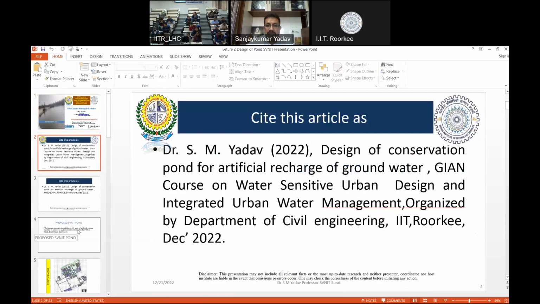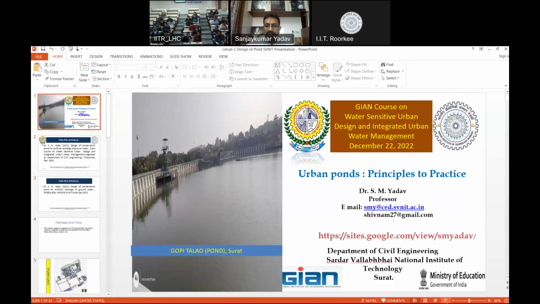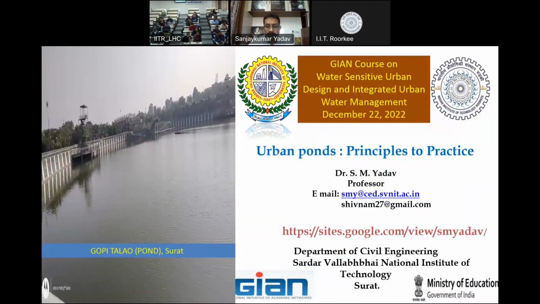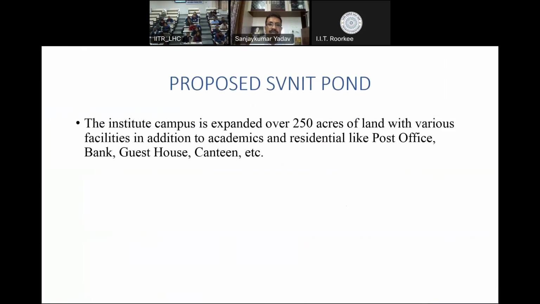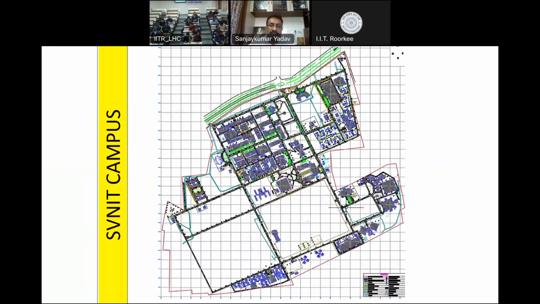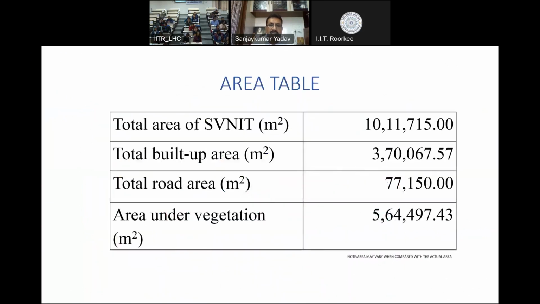So this is about, again, is my slide visible? Yes. Okay. So this is about the proposed pond in the SVNID campus. The institute campus is expanded over 250 acres of land with various facilities in addition to academics, residential, like post office, bank, guest house, canteen, etc. This is the map of the SVNID campus and the digital elevation map, as well as the contour map of the campus that has been studied.